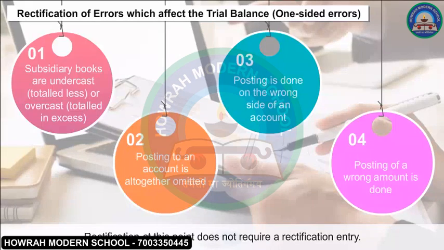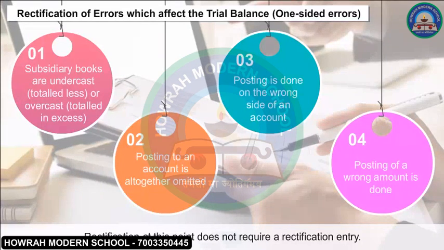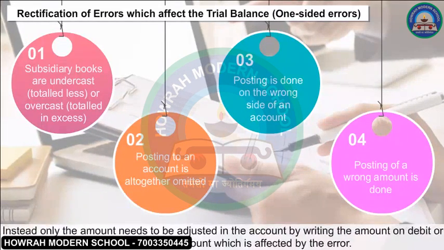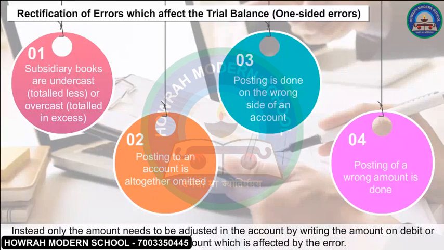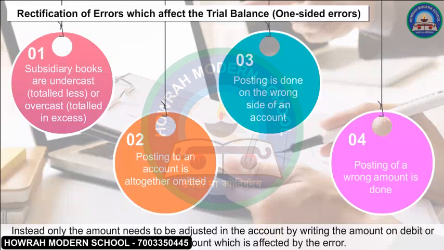Rectification at this point does not require a rectification entry. Instead, only the amount needs to be adjusted in the account by writing the amount on debit or credit side of the account which is affected by the error.